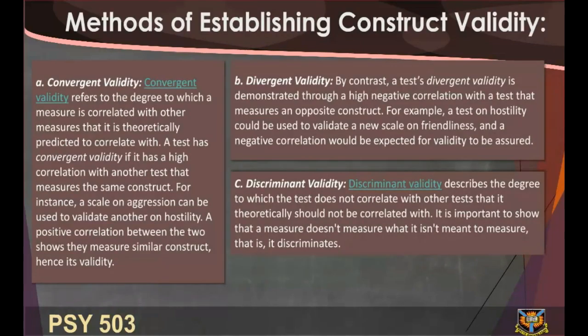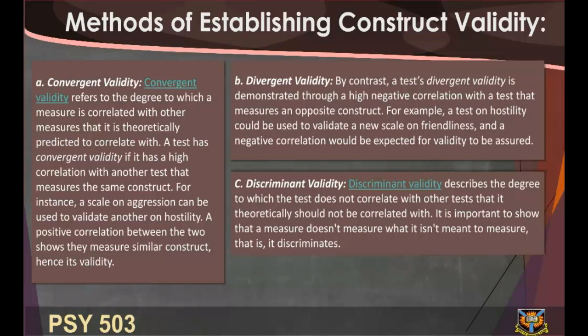Methods of establishing construct validity. A. Convergent validity. Convergent validity refers to the degree to which a measure is correlated with other measures that it is theoretically predicted to correlate with.